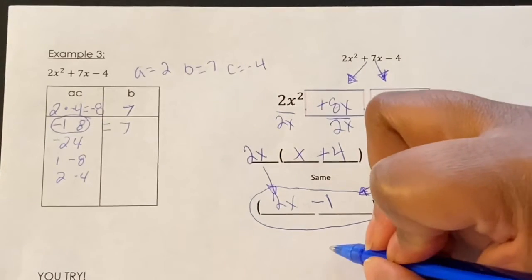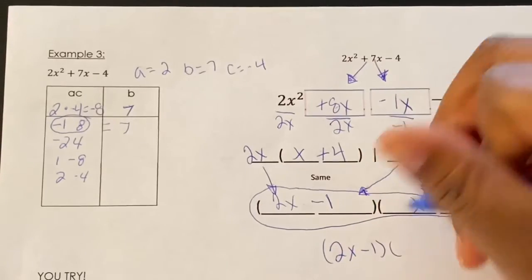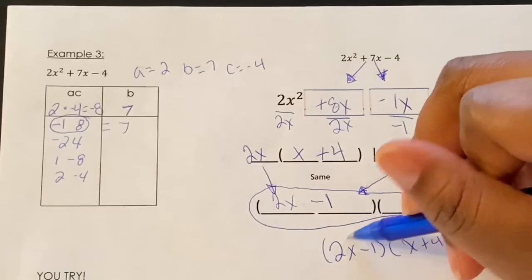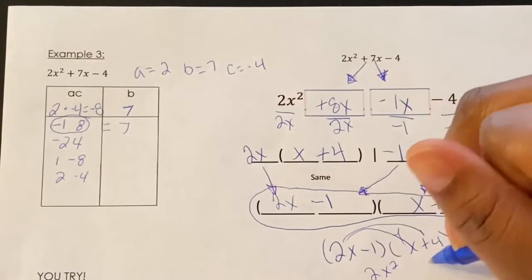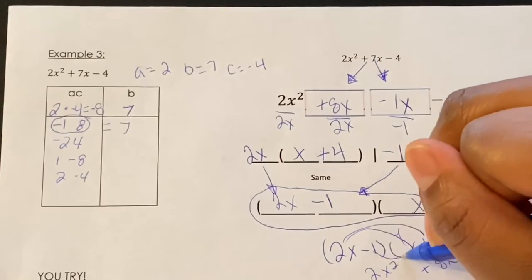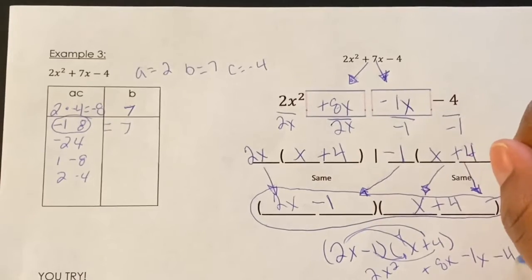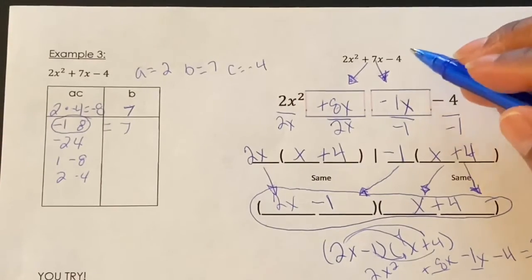So for example, if I wanted to check to make sure I got this correct, let's do our FOIL for this one. That's going to be 2x squared plus 8x minus 1x minus 4. Combine your like terms, you get 2x squared plus 7x minus 4, which is exactly what we had in the beginning.